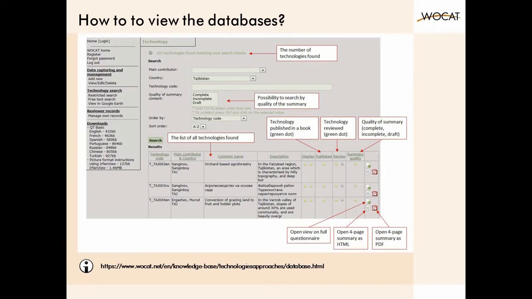After searching the database, for example, for a country such as Tajikistan, all technologies that were documented are listed in a table. The table shows the technology code, the main contributor, the country, the common name, and the definition of the technology. Furthermore, the table indicates the quality of the summary, if the technology had been reviewed, and if it was published in a book. There are 3 ways to view the technology: either as full questionnaire, 4-page summary as HTML, or 4-page summary as PDF.